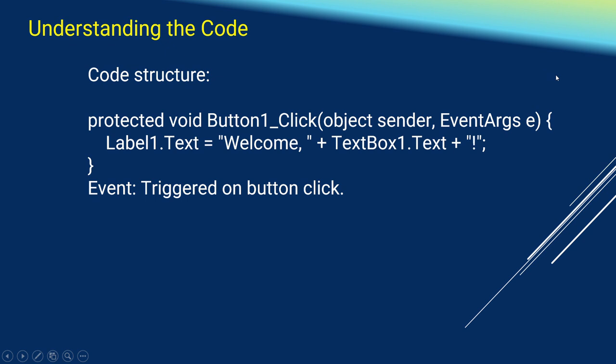Let us analyze the generated code. The Button1_Click method is triggered when Button1 is clicked. The TextBox1.Text retrieves the user input from the text box, and this input is concatenated into a welcome message displayed in Label1. This simple interaction demonstrates how user input can dynamically change the content of your web form.